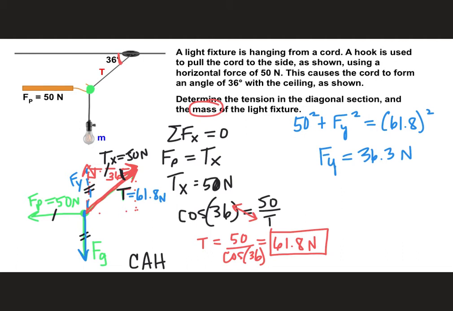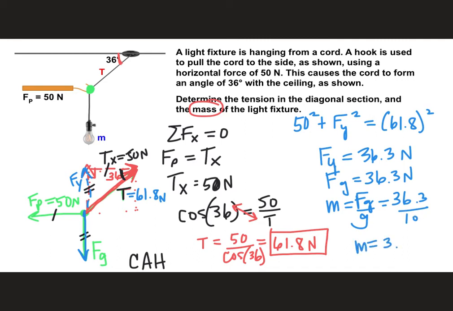I'm not quite done though, because I was trying to find the mass, but since this is f sub y pulling up, and up has to equal down during equilibrium, this is also the gravitational force that's pulling down on that light bulb. And so if I want to find the mass, I would just take that force and divide by g. We'll assume we're on Earth. And so our answer would come out to be 3.63. And now that I found mass, this would be in kilograms.